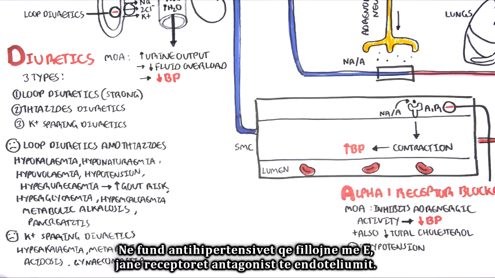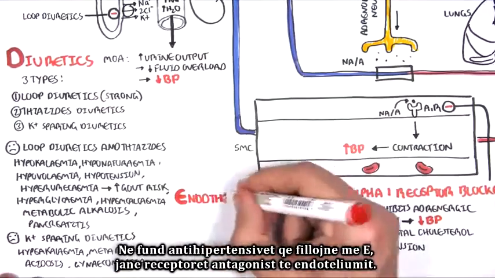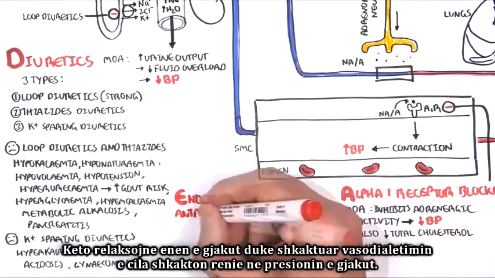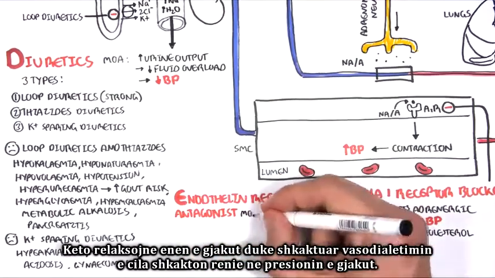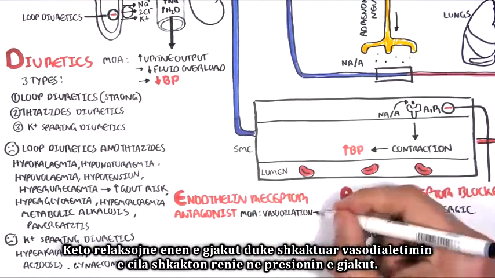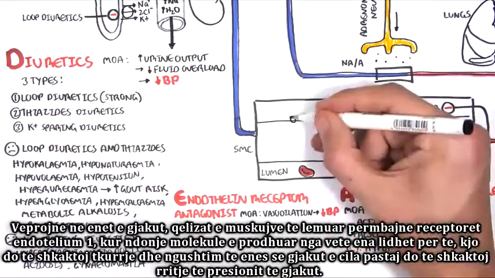Finally, E, antihypertensives, is for endothelin receptor antagonists. And these guys basically relax the blood vessel, causing vasodilation, which will cause a decrease in blood pressure. They work on the blood vessel.